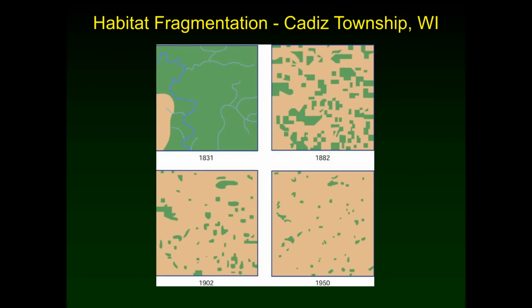Habitat fragmentation. We're going to look at one county in Cadiz Township, Wisconsin. In 1931, this would have been the survey. Notice how you have quite a few waterways going through, and green, I assume, is forested area since it is Wisconsin. Going into 1982, this is where populations start to move in. Why do these forests still exist in this area? A lot of it is these are wet areas formed after a lot of these creeks and rivers have been moved. So these are wetter forests.